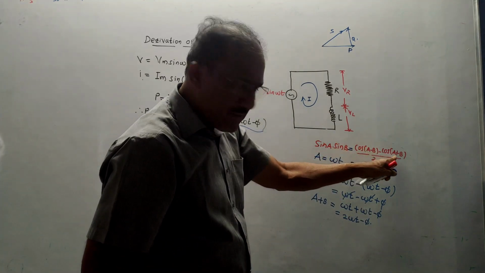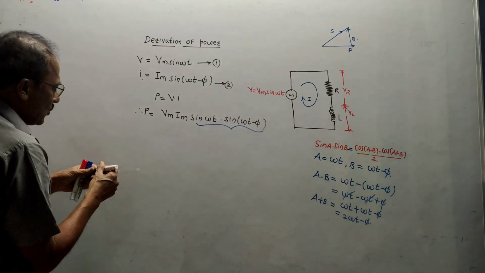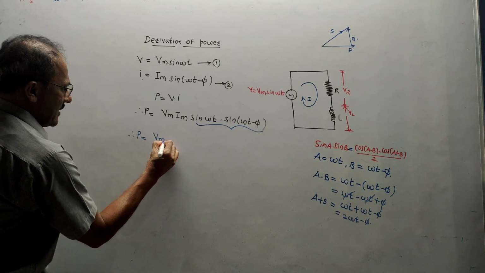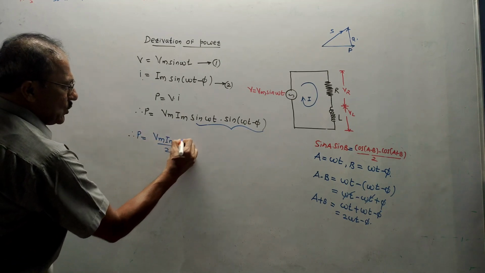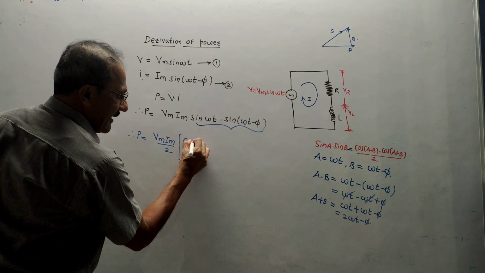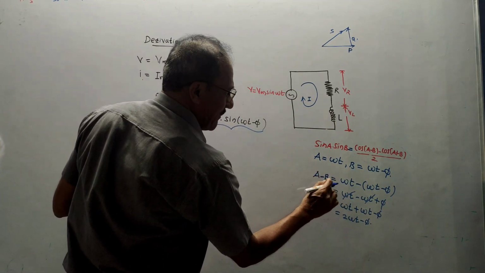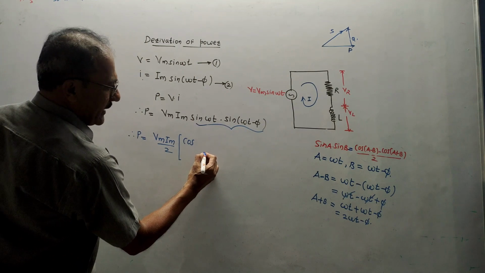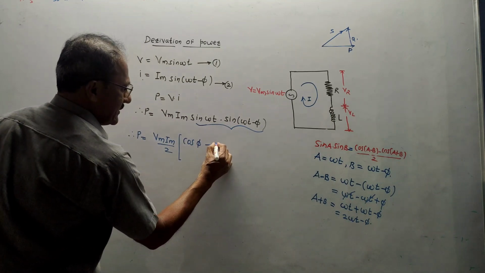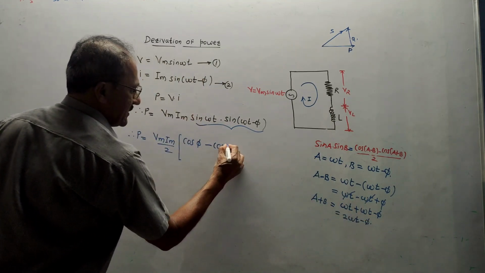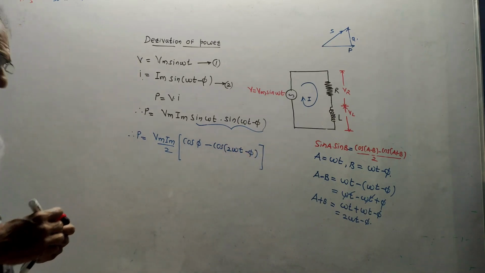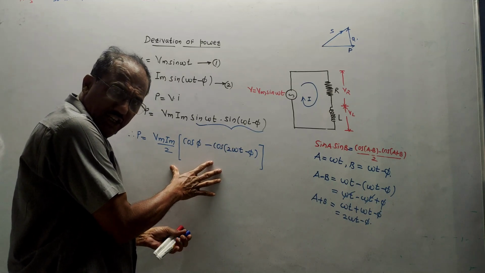So let us make use of this identity. It is cos A minus B minus cos A plus B upon 2. I will take 2 outside. So this equation of power can be written as Vm Im upon 2 in the bracket. I have taken this 2 outside the bracket. Cos A minus B, I have generated the value of A minus B, so it is cos phi, then minus cos A plus B, that is cos of 2 omega t minus phi. This is the equation of power, but this is instantaneous power.